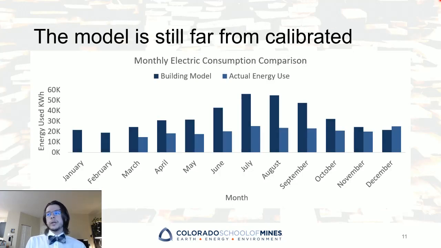My work still has a long way to go. What you're looking at here is a 12-month calendar year, and this was simulated using 2019 weather data. It's the energy use being predicted by the building model in the dark blue bars, and then the actual energy used by the building in 2019 in the light blue bars. We can see at the end of the year here that the model isn't too far off from the actual energy consumption. And what we would be targeting is about within 10% for each month.